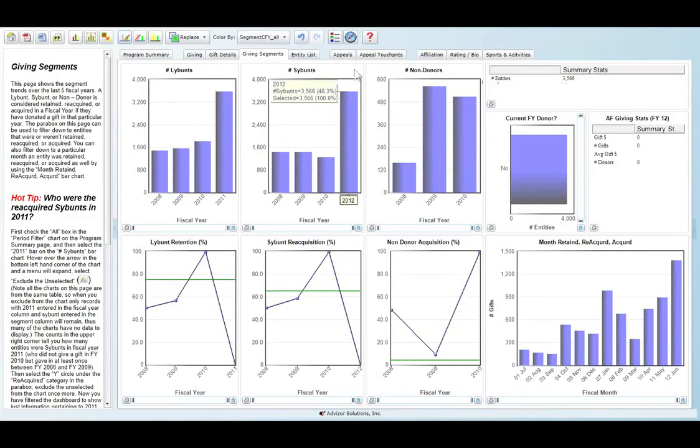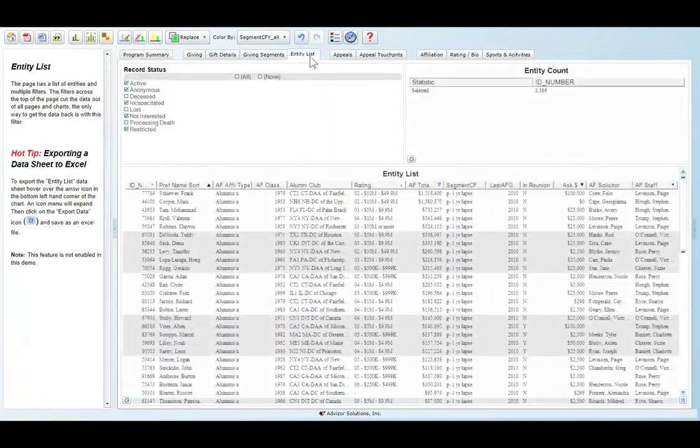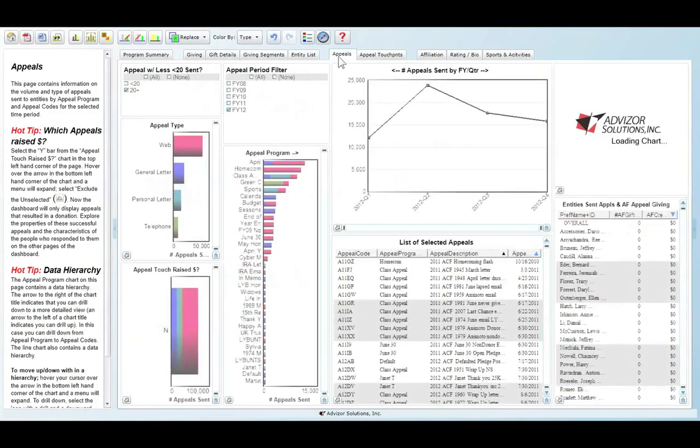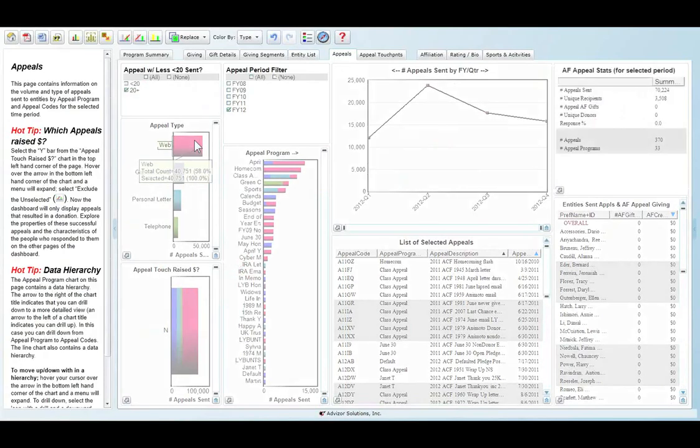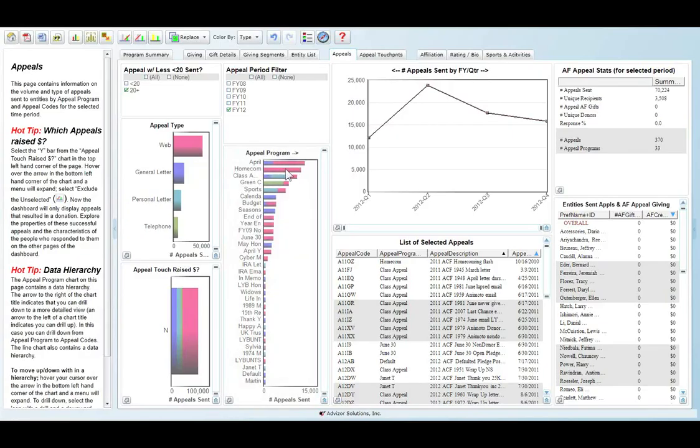There's 3,566 of them. Here's the list of them. I can go through these other pages, look at what appeals they've been sent. So this is the appeals for that group. Heavily web-based, heavily these 5 programs. You can sort of see by the coloring the web is red. This one is heavily web. This one is heavily web. This one is more of a mix of media of some of the other types. But these are the non-theme-based programs that are just not connecting.